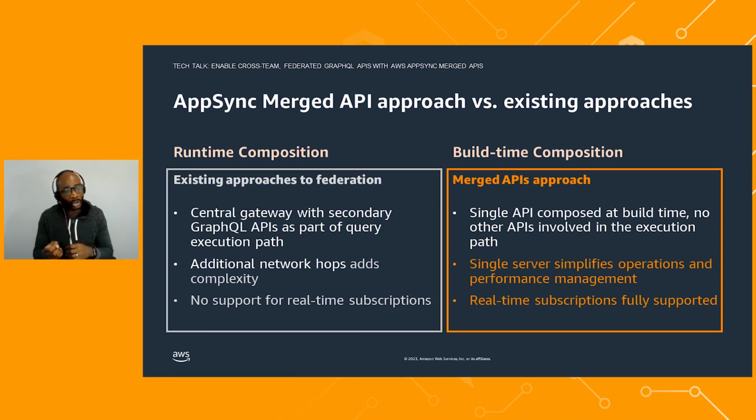With the build-time composition approach that Merge API takes, there's a single API composed at build time and no other API involved in the execution path. What this means is that you've got a single server, and it greatly simplifies the operation and performance management. There's no multiple hops that we have to take. There's no runtime routing that has to happen. And it also allows us to support things like real-time subscriptions. This comes out of the box with the merged API solution, something that AppSync GraphQL endpoints already support today and is available for merged APIs.